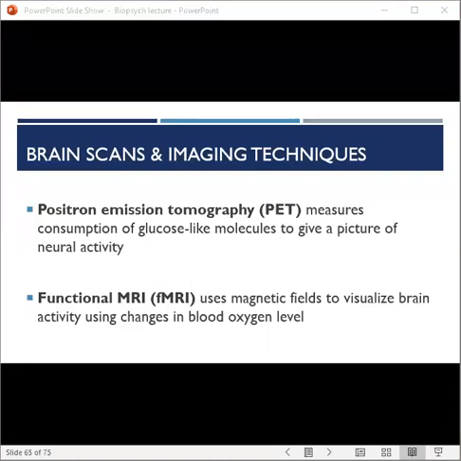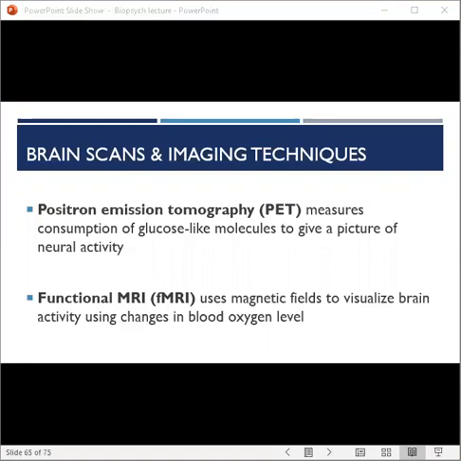A PET scan measures consumption of glucose-like molecules to give a picture of neural activity. It measures changes in the brain's activity in response to a stimulus. It can be considered invasive as it involves an injection of radioactive molecules, but it's not long lasting and it's not harmful to our brains or to our bodies.